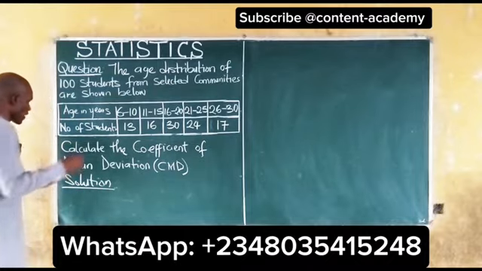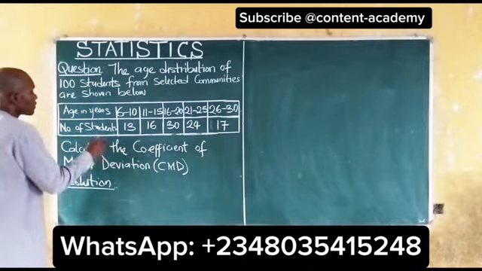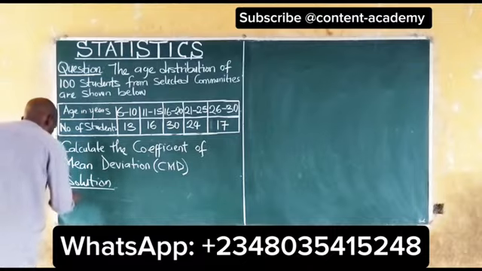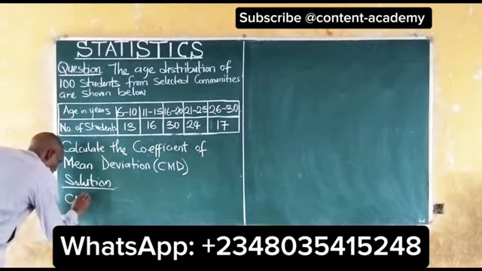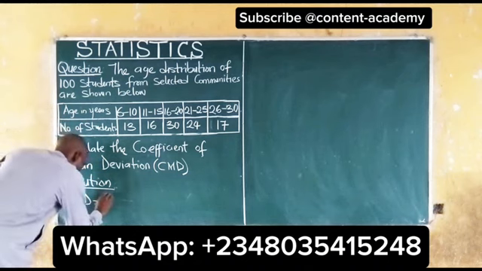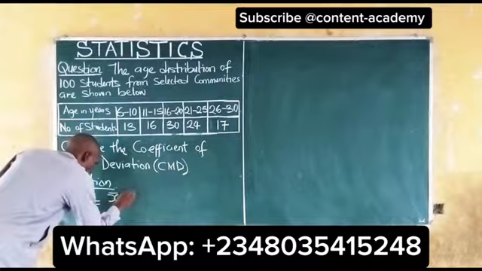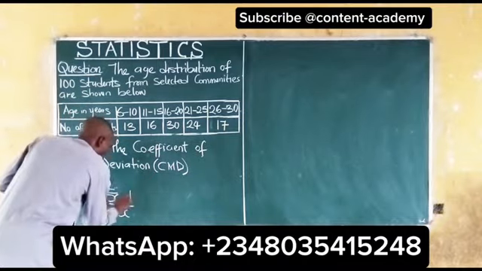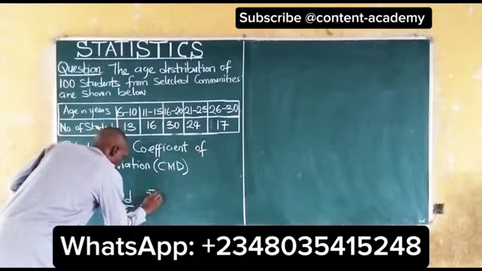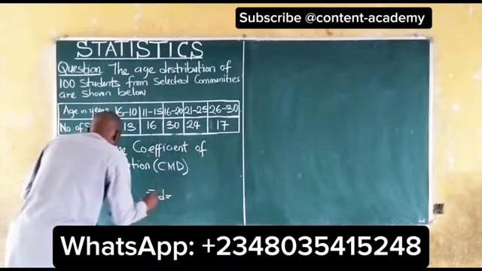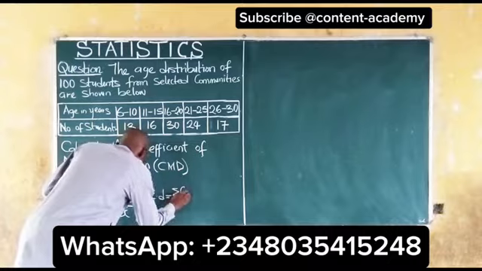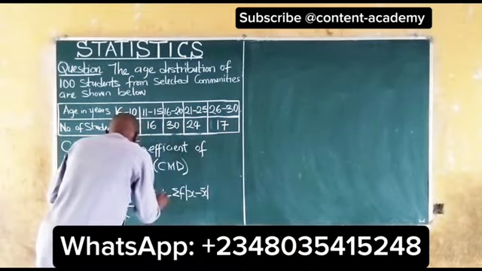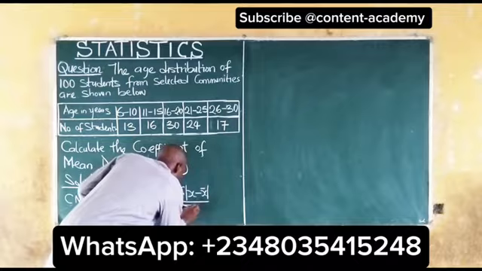This time we are to find the coefficient of mean deviation given the group data. Now, there is something we need to know. The coefficient of the mean deviation is x bar multiplied by the deviation all over x bar. Here, x bar multiplied by the deviation is equal to summation of f times the absolute value of x minus x bar, all over summation of f.